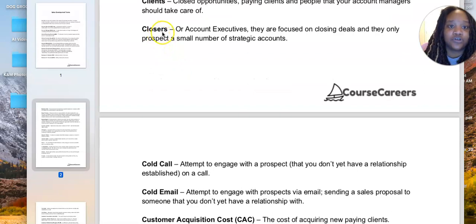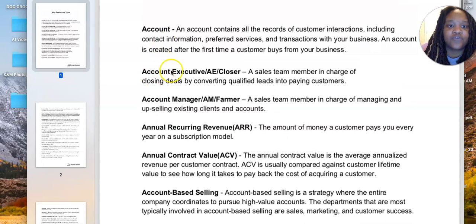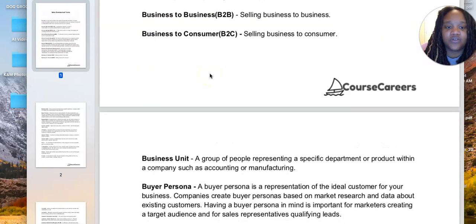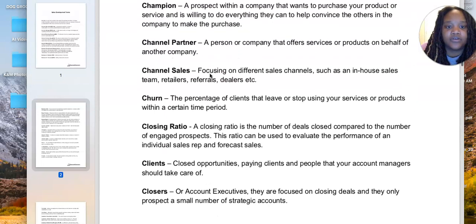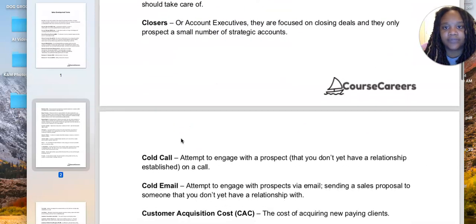Next, we have a closer. Now, if you remember, we talked about closer. Closer is another word for account executive and an AE. It's all the same thing. So a closer is an account executive and they are focused on closing deals and they only prospect a small number of strategic accounts.